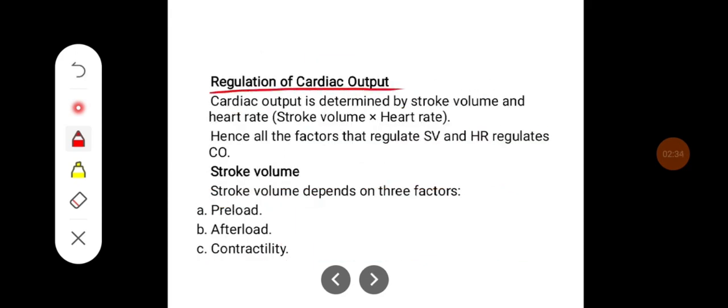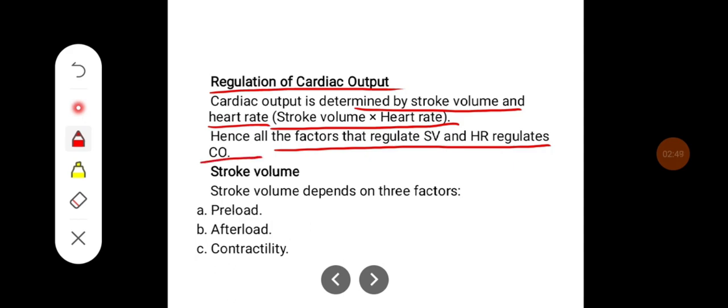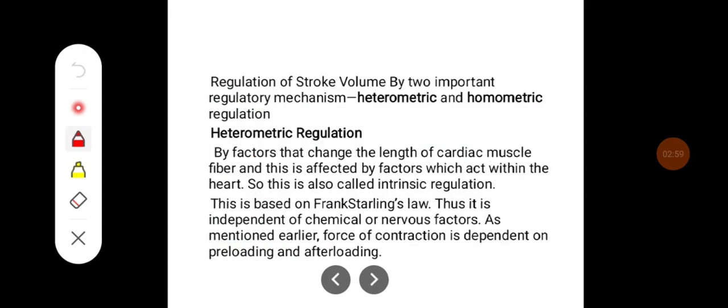Coming to regulation of cardiac output. Cardiac output is determined by stroke volume and heart rate. So it can be given as stroke volume times heart rate, as we learned. Hence all the factors that regulate stroke volume and heart rate regulate the cardiac output. Stroke volume depends on three important factors, that is preload, afterload, and myocardial contractility. Regulation of stroke volume is by two important regulatory mechanisms, that is heterometric and homometric regulation.